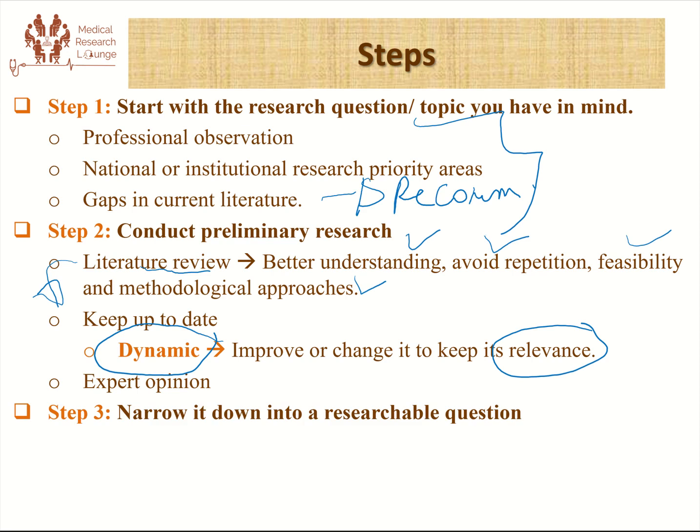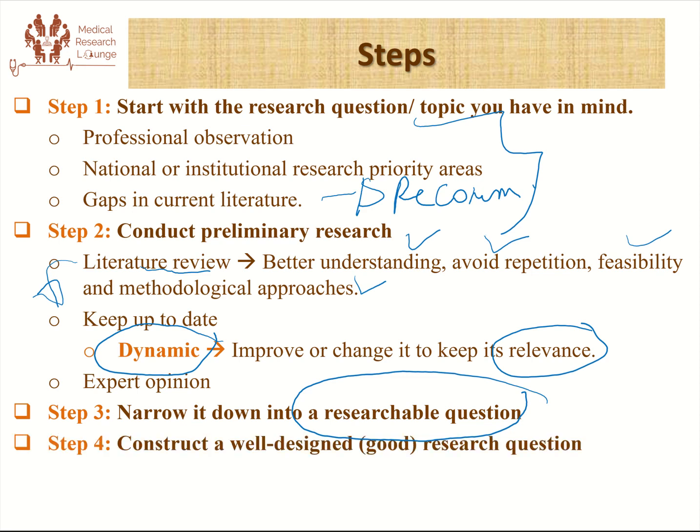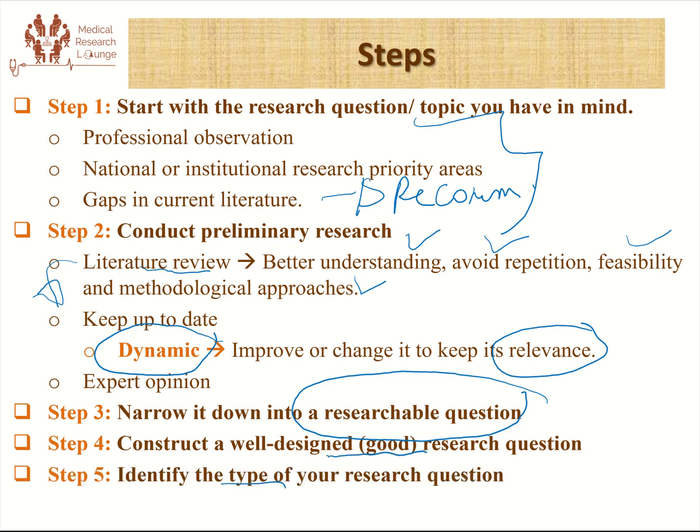The third is by conducting step 2 again and again, and by refining your research, you have to be able to narrow it down into a researchable question, which is now ready to be implemented. So in step 4, we have to be able to construct a well-designed or good research question, and finally we have to choose the type of research question that we are going to study. So we're going to see step 4 and 5 in detail.